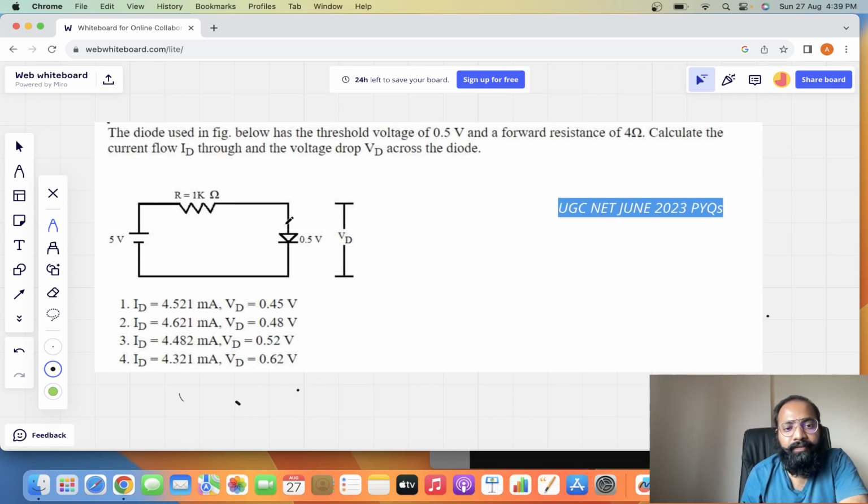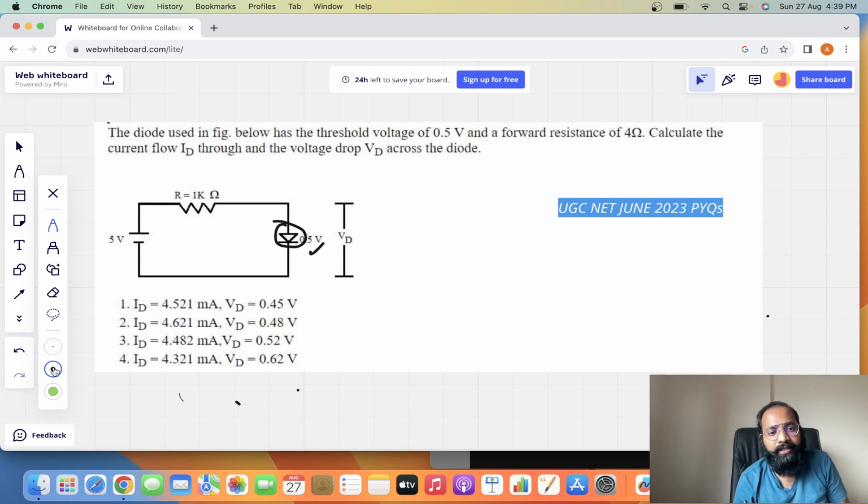The diode used in the figure has a threshold voltage of 0.5 volts and a forward resistance of, that means internally it is having the forward resistance.